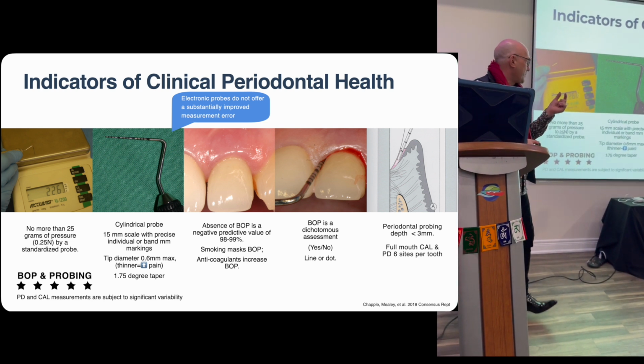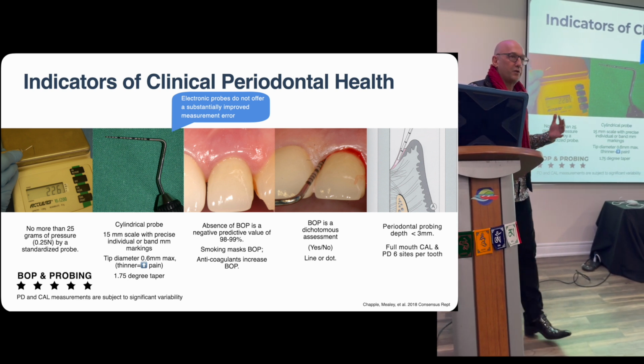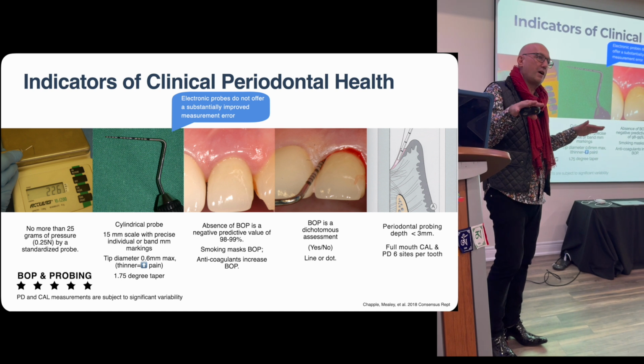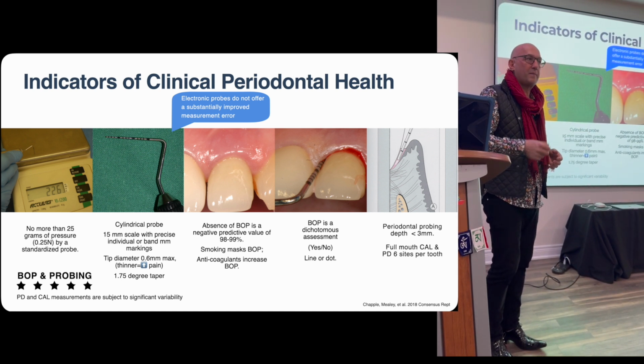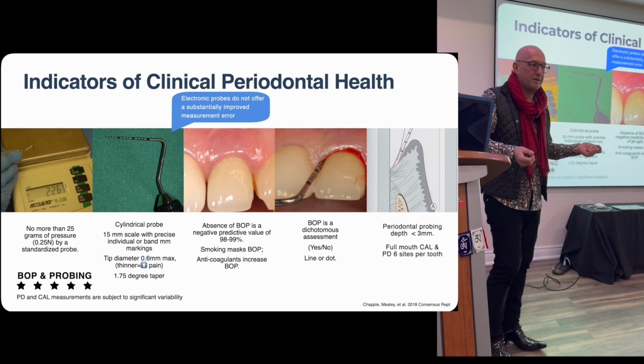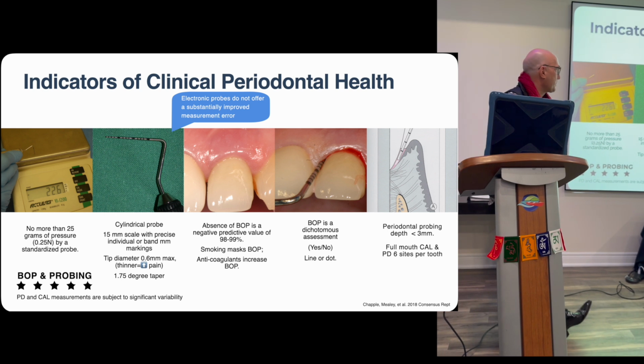The tip diameter is 0.6 millimeters max, and the flare is about 1.75 degrees. Hu-Friedy is who we get our probes from. You can use whatever probe you want, but make sure you have the same one in your office that everybody uses. It's like having a tape measure where some are in metric, some are imperial, and some are stretched. It's not helpful, because you want to always compare the same.